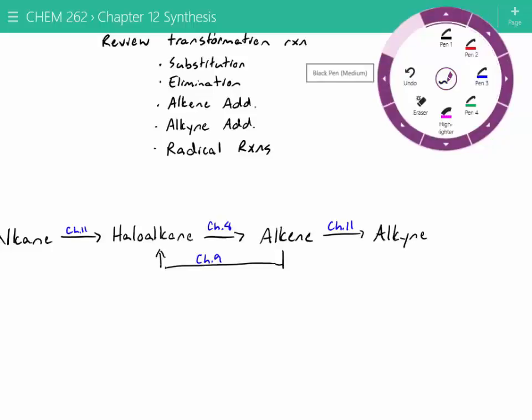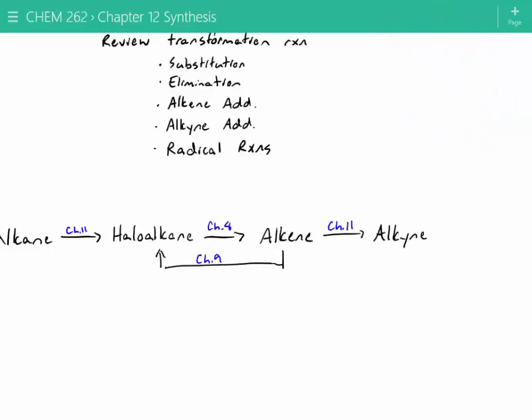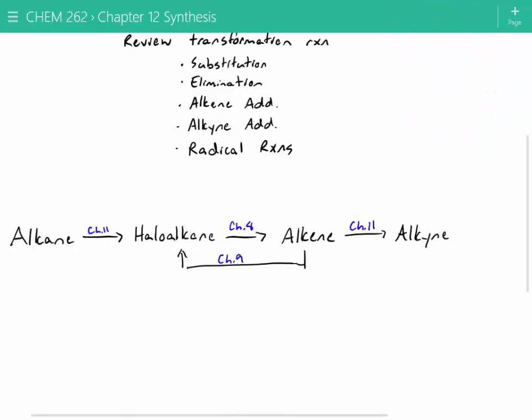For the alkene to alkyne in chapter 11, are you talking about just radical reactions again? From the alkene to alkyne? That's where we have our geminal dihalide and we react it with strong base. It's similar to an elimination, but we saw it presented in chapter 11.